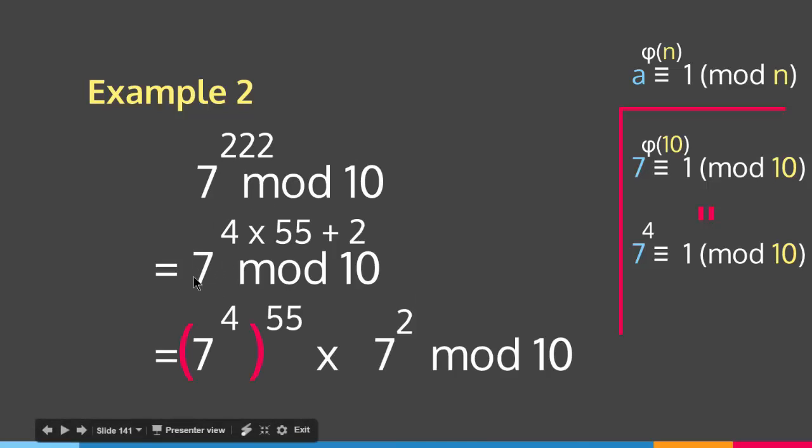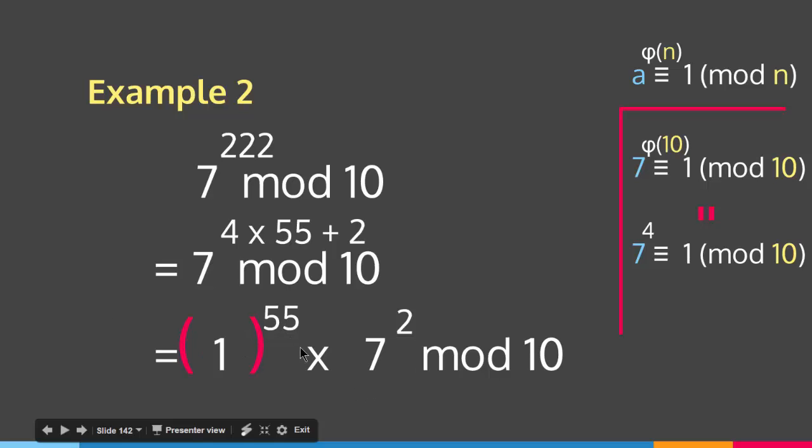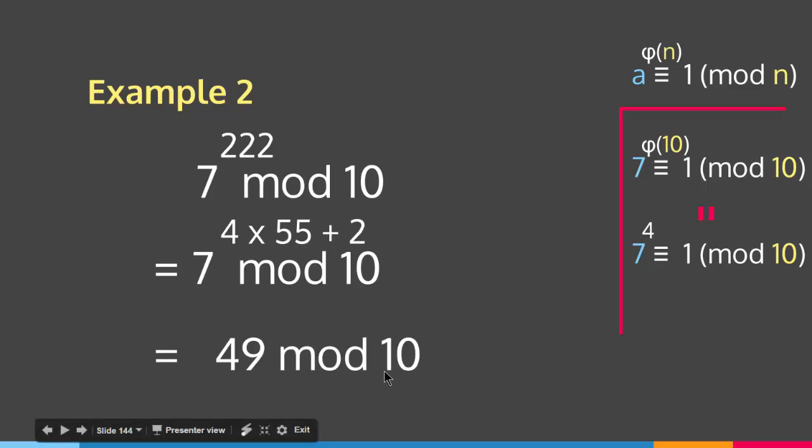So we can say 7 to the 4 times 55 plus 2 mod 10 is equal to 7 to the 4, in brackets, to the 55, times 7 to the 2, mod 10. As you can see here, I have 7 to the 4, and I know that 7 to the 4 mod 10 is congruent to 1. So I can just say this is 1 to the 55 times 7 to the 2 mod 10. And 1 to the 55 is just 1, so I just have 7 to the 2 mod 10. 7 to the 2 is 49, and 49 mod 10 equals 9. So as you can see, if I use Euler and Fermat's theorem in modular exponentiation, my problem becomes very easy. And with this, we come to the end of this lecture.